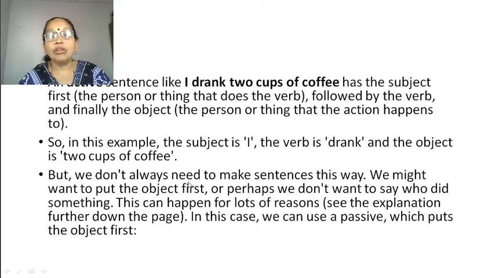But we don't always need to make sentences this way. We might want to put the object first, or perhaps we don't want to say who did something. This can happen for lots of reasons. See the explanation further down the page. In this case, we can use a passive which puts the object first. Let us see the examples.